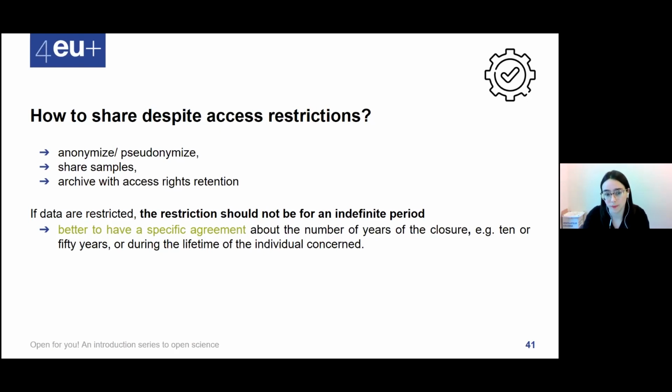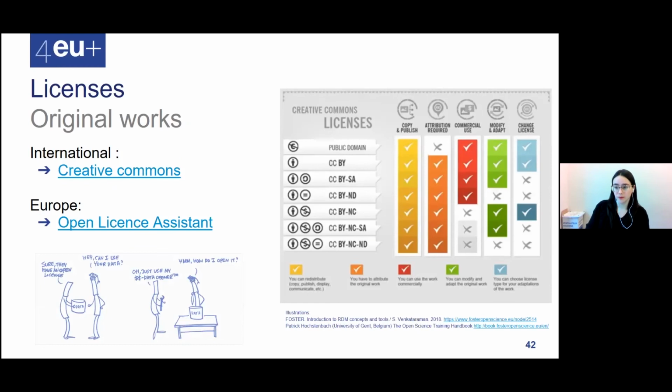If the use of data is restricted, it should not be for an indefinite period. It's better to have a specific agreement. The main sentence is: have a specific agreement and document your acquisition method.